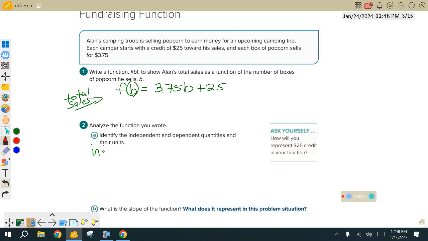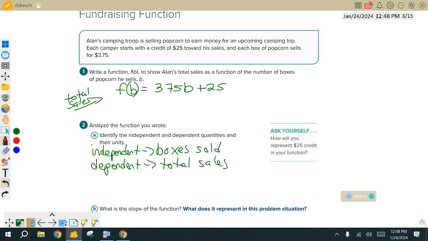So the independent is the boxes sold, and the dependent is the what? Total sales. The amount of money Alan raised. So again, if you're doing a fundraiser for your team or your club, whatever you're doing, that's what's going on here. Okay? If you're making money, cool. That's how you're making that money. Your money is dependent on how many boxes you sold.